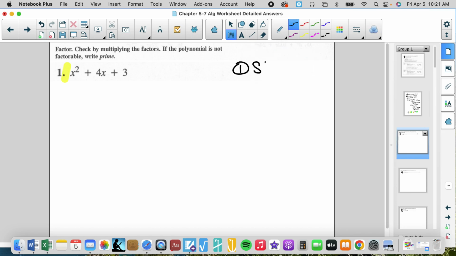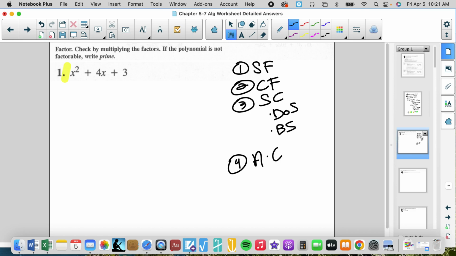Is it in standard form? Yes. Is there a common factor amongst the 3 terms? No. Is it a special case? It's not a difference of squares because it's 3 terms. It's not a binomial square because the third term is not a perfect square. So we're going to do A times C. So A is 1, C is 3, and now we find factors of 3, 1 and 3.